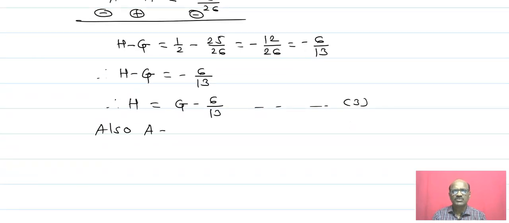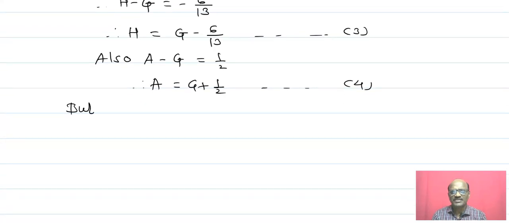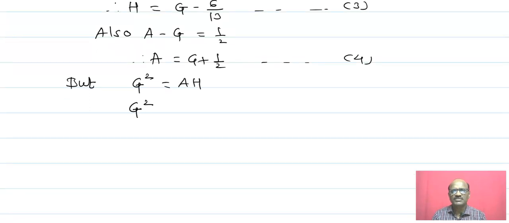Next, also A minus G is equal to 1 upon 2, so G is equal to A minus 1 upon 2. Again, see this, A is equal to G plus 1 upon 2. This is the fourth one. But G square is equal to AH. Substitute the value of A and the value of H in terms of G, that is, G plus 1 upon 2 and G minus 6 upon 13.